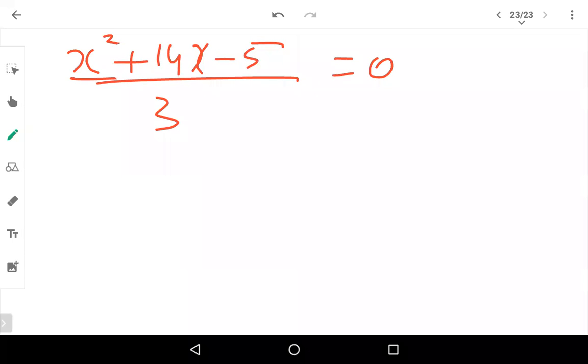Now here what you can do, you can just multiply the whole equation with 3 to cancel. That also you can do, or you can just take 3 to the other side and leave it. That also will be done. Wait a second, I think somewhere we have missed something.